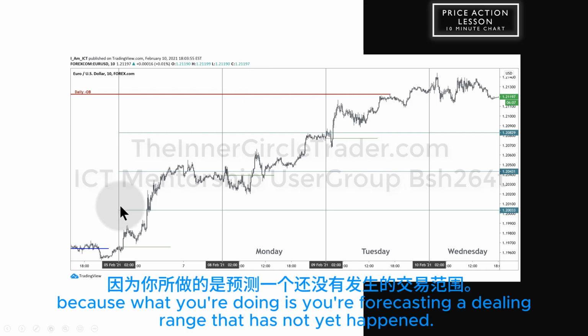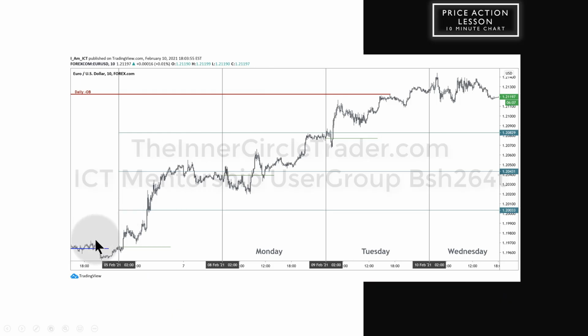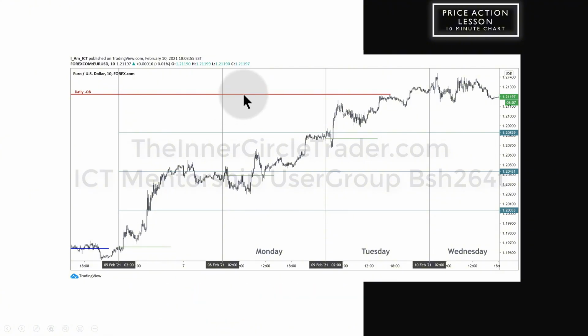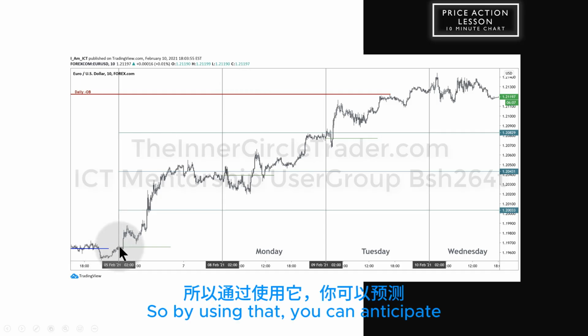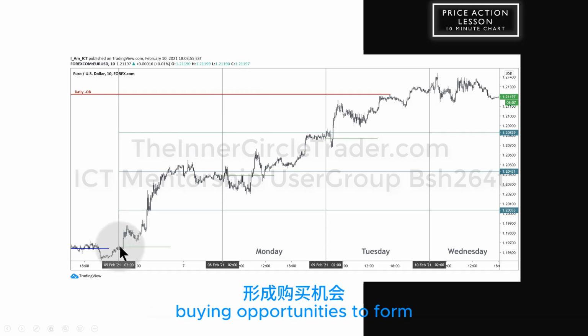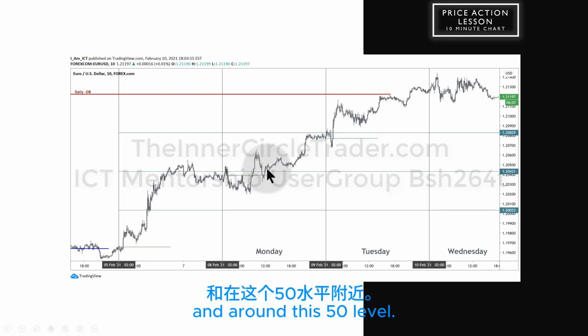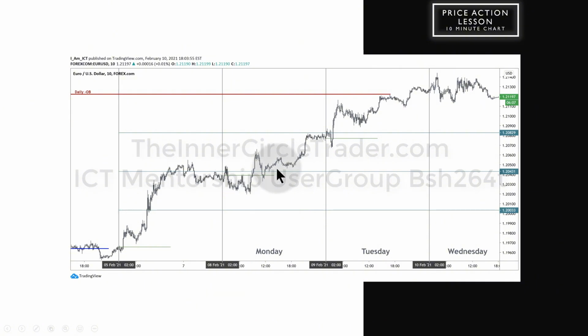Because what you're doing is you're forecasting a dealing range that has not yet happened. You're using a discount level to a premium level that is static. It's already on your daily chart. So by using that, you can anticipate buying opportunities to form around time. What time? Below this price in London and around this 50 level.